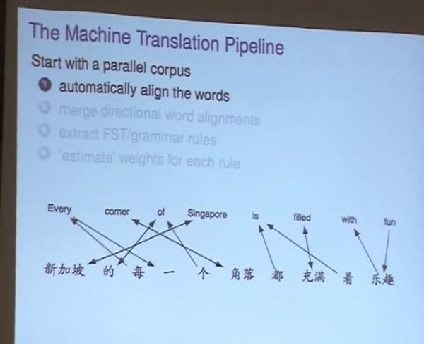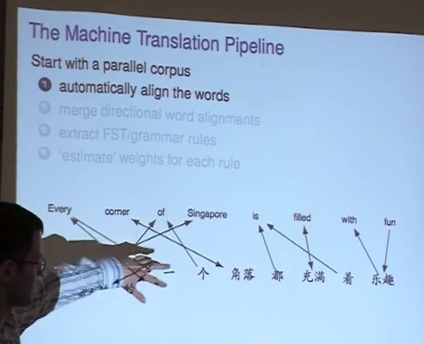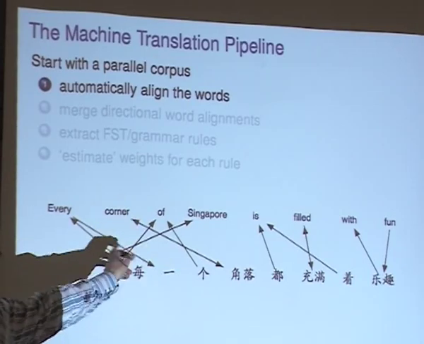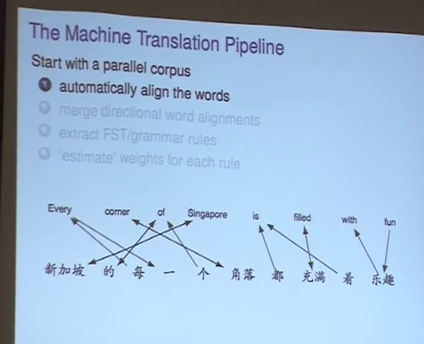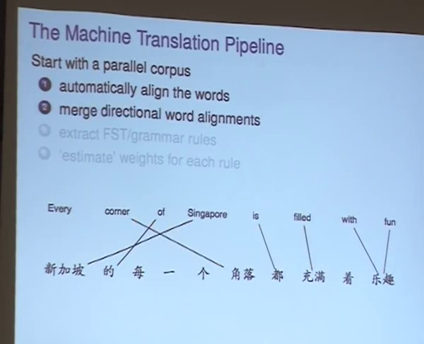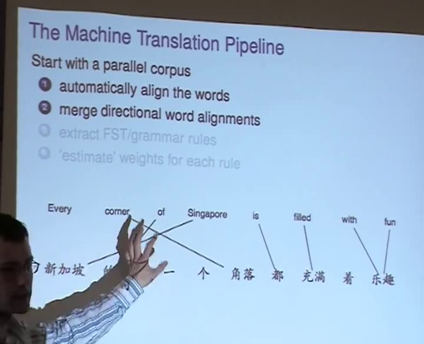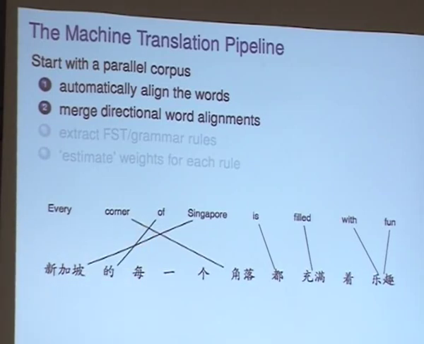We automatically align the words. So we come up with these arrows saying that certain words align to other words from our expectation maximization trained models. They're kind of directional, and that's not so nice. They're not very consistent with each other, so we merge them together and we munge them until they look like what we'd like to see.